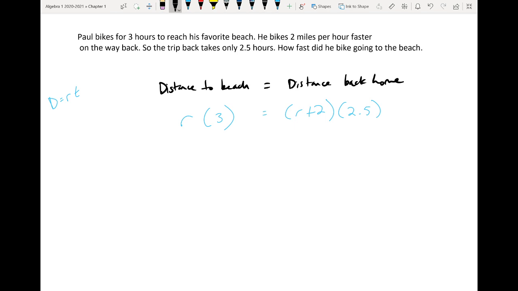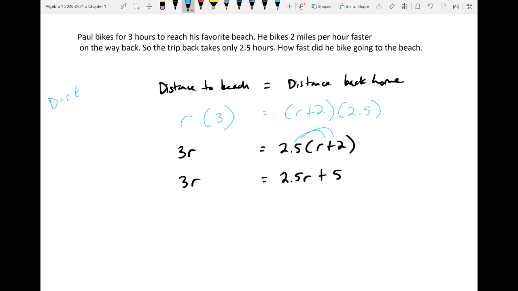Now, because the distance is equal to the distance, it's rate times time is equal to rate times time. I'm going to rewrite this just to reorder these variables. So I have 3 times r, or 3r, and then I have 2.5 being multiplied times r plus 2, in which case I can distribute. So I have 3r is equal to 2.5r plus 2.5 times 2, which is 5.